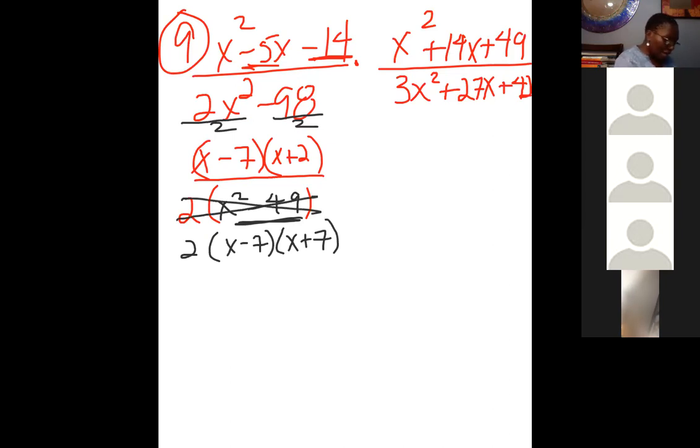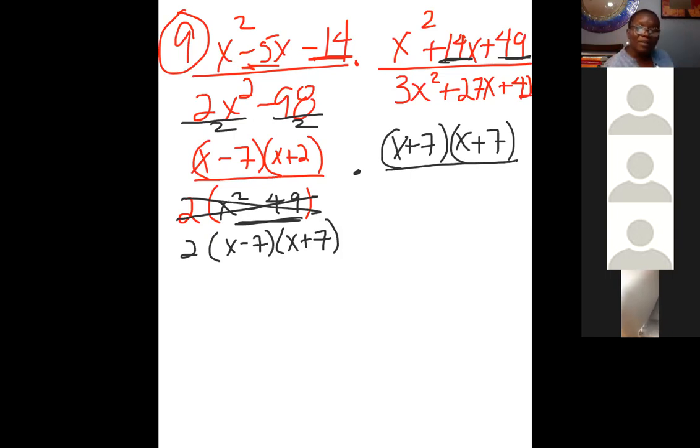Now, since we had to factor this completely, I'm just going to cross this part out. Okay? So now I am going to move on to the second fraction. For the second fraction, guys, the numerator, you want to find two numbers that multiply to give you 49, add to give you 14. That's easy enough. So that would be x plus 7, x plus 7.